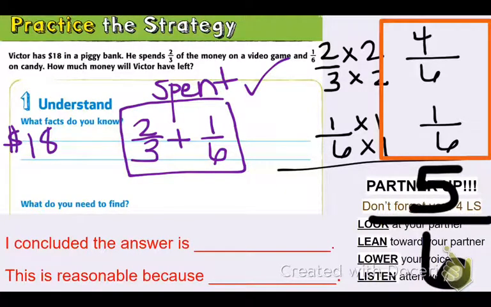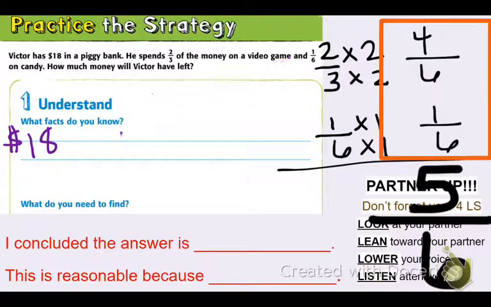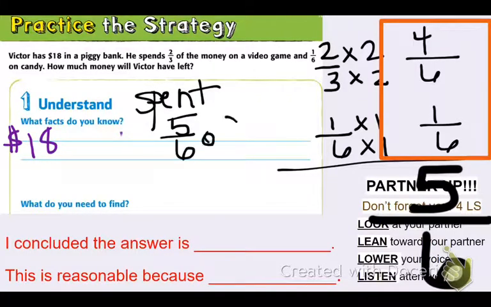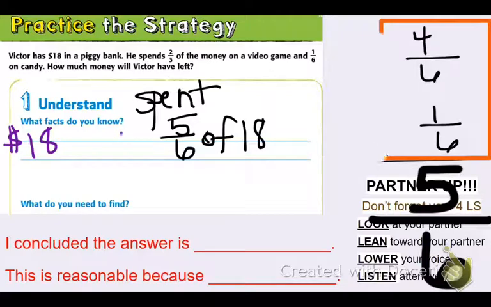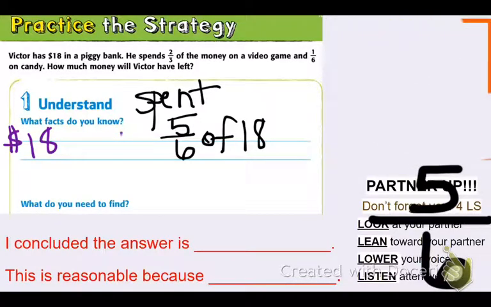Okay, well my plan was to figure out how much he spent. I know that Victor spent 5/6 of $18. So now I need to figure out how much that is. My first part of my plan was to figure out how much money he spent. Well, he spent 5/6 of 18. So now I've got to figure out what that is.